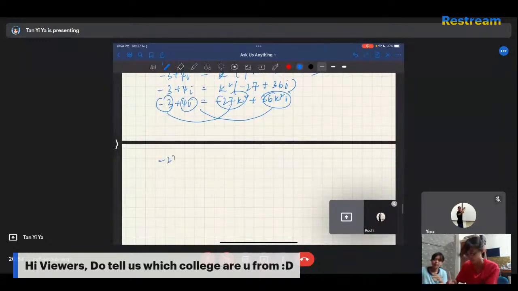So negative 27k squared equals negative 3. It's a real number, so it will be 1 over 9. So k is equal to plus or minus the square root of 1 over 9, and the answer will be plus or minus 1 over 3.